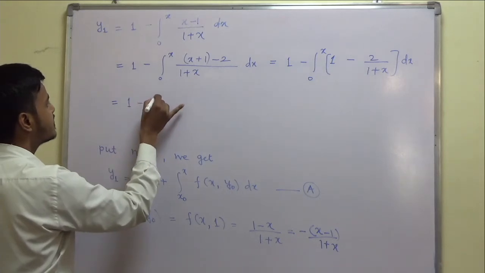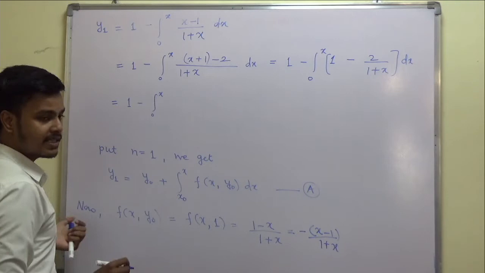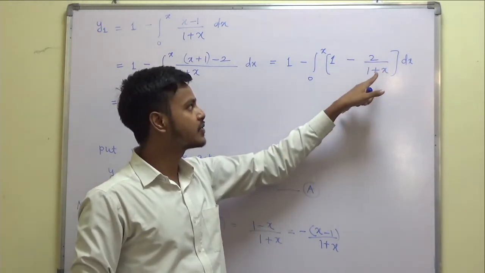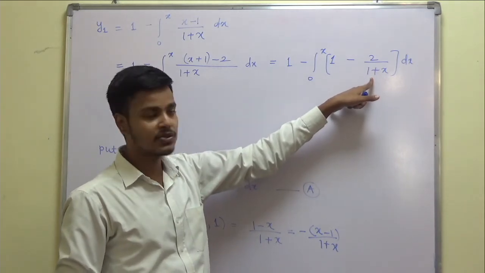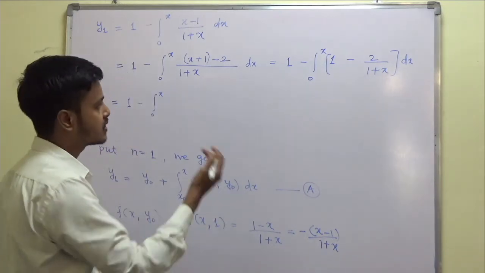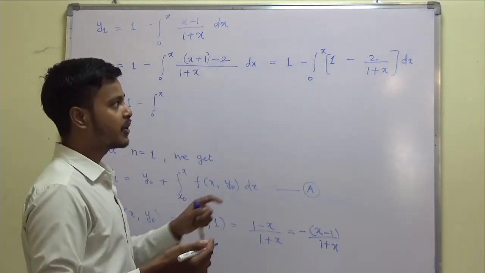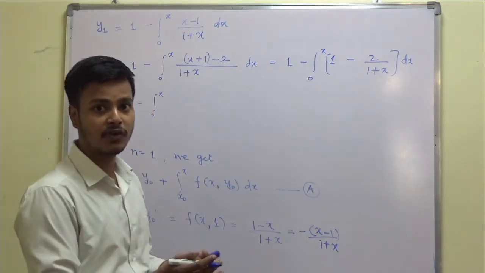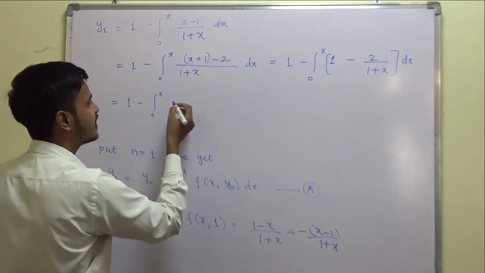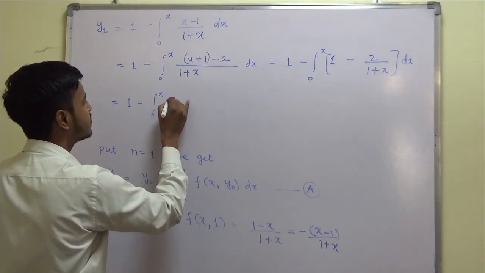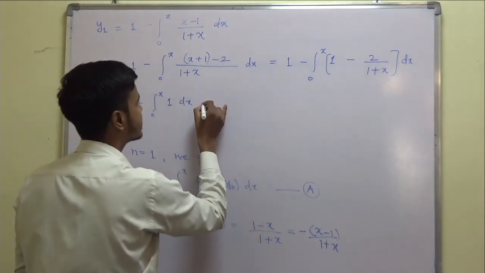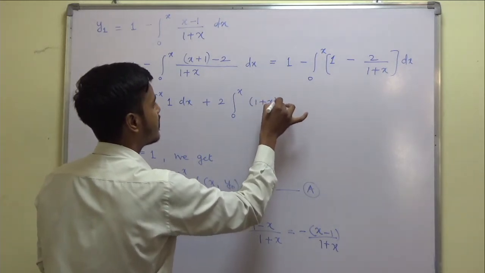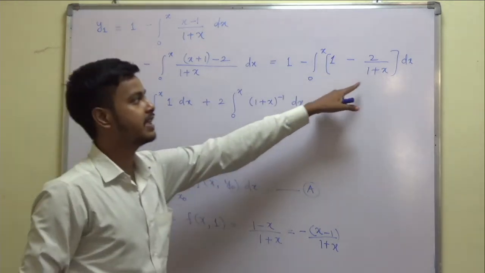Now we have to solve this. Now don't apply log of 1 plus x here, because when you take the integration of this, it is going to be log of 1 plus x. I urge you not to use that one. Yes, you can do it, since log 1 is 0 when x is equal to 0, but you need to remember the expansion for log. So we can solve like that, but we are going through the easiest method. So integration of 1 dx, separating the integration, minus minus plus 2 times integration 0 to x of 1 plus x to the power minus 1 dx.